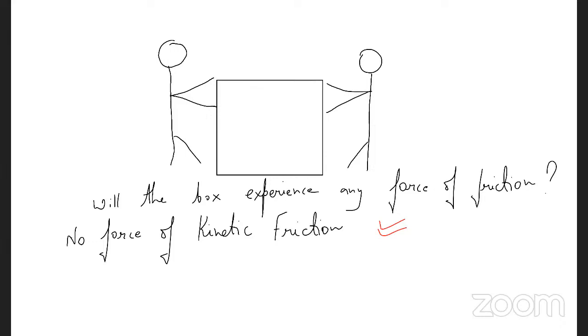Now see, what is static friction? I'll explain. Static friction is the force that opposes the initiation of motion between two surfaces that come in contact with each other.